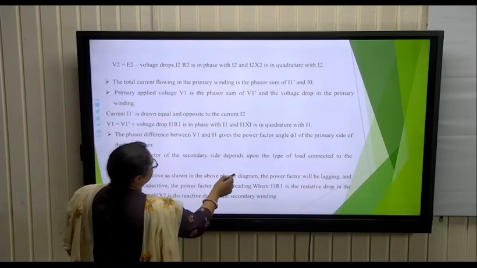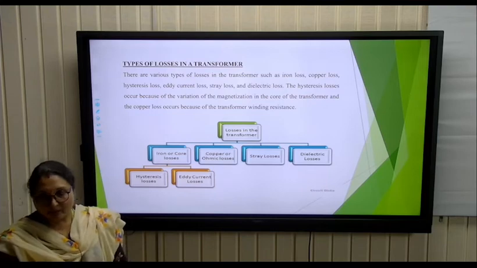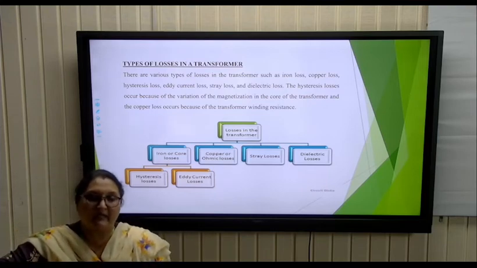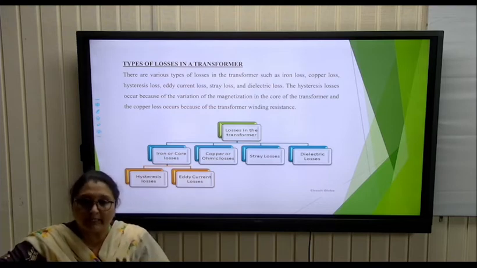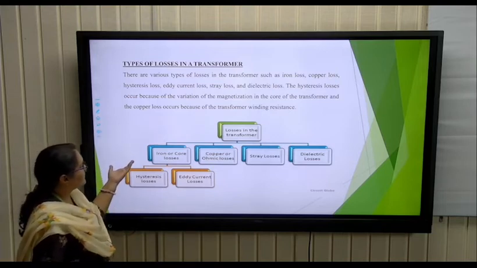This is the explanation. Now the next is the losses. As we have discussed, the basic difference between an ideal and a practical transformer is based on the losses, which occur only in the practical transformer. So this is the classification of losses in a transformer.